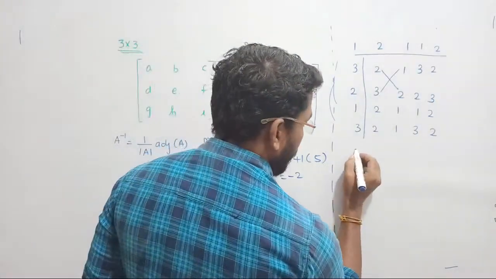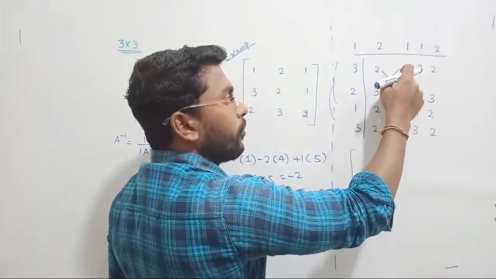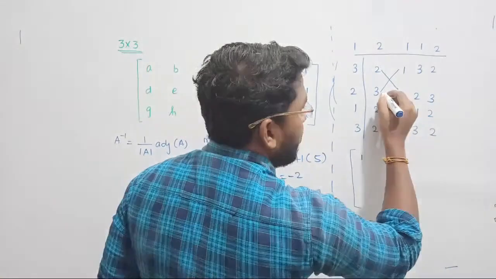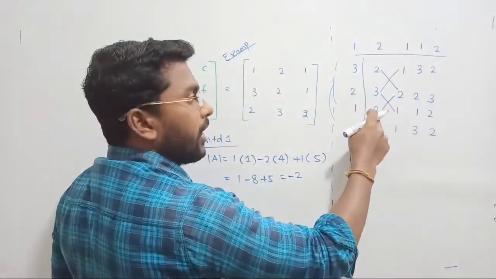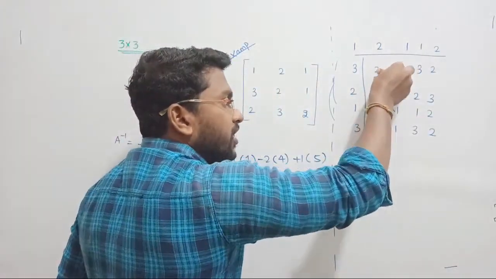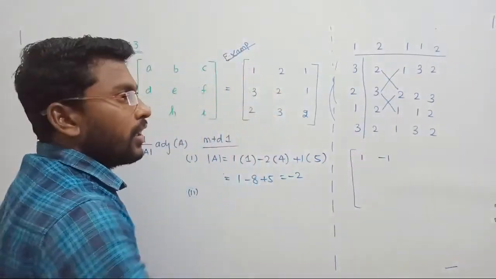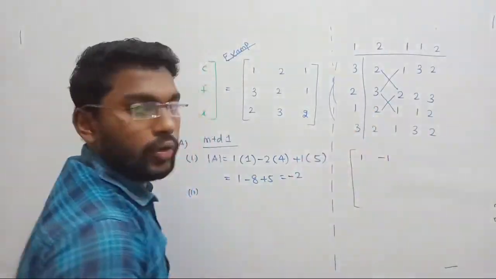Find the determinant for this first 2 cross 2 matrix. Let me write the answer. Determinant: 2 into 2, 4. 4 minus 3 will give you 1. Second, select the next 2 cross 2: 3 into 1, 3, minus 4 will give you minus 1. Guys, listen. I am performing the operation in the column, but your resultant answer will be written in the row. When you operate on columns, the answer comes in rows. Clear? That is the only thing you have to remember.